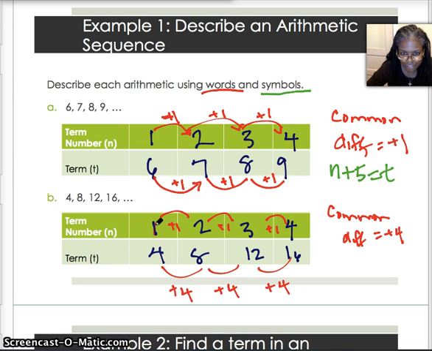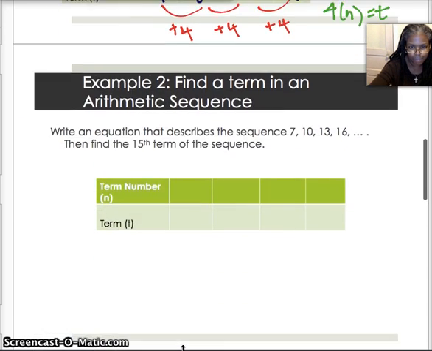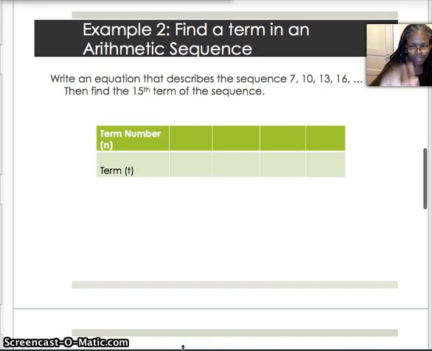The relationship here is, if I take this number, what do I need to do to 1 to get 4? But I'm going to do that same thing to 2 and get 8, same thing to 3 and get 12, 4 and get 16. If you're not shouting it, I'm going to shout it for you. We're going to multiply the term number by 4. So it's going to be 4 times n is equal to t. So 4 times 1 gives me 4, 4 times 2 gives me 8, and so forth and so on. Not too bad, right? Let's see if we can handle this in another example. So here we have in example 2, we're going to find a term in an arithmetic sequence.